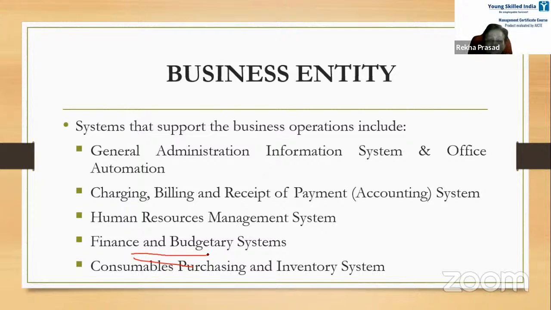All these are all for business entity, because this operation is for business entity. This is also a business. Consumable purchasing and inventory system, this also you have to, this will come under business.